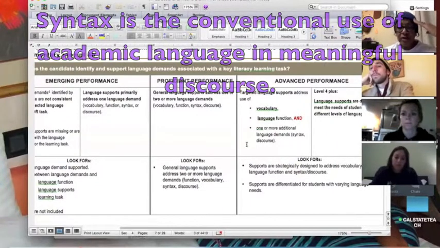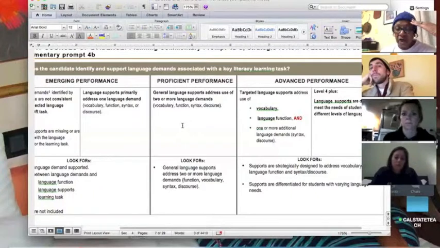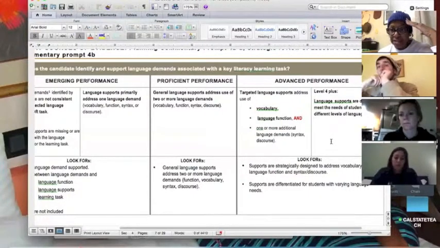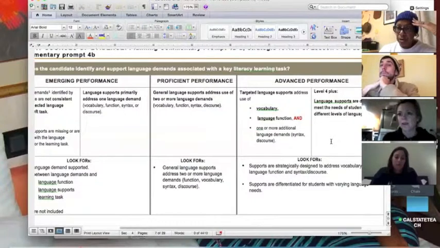So all of this means that just talking about the vocabulary is okay, but using that vocabulary in the proper function of language and in the proper syntax, the way that they say it to one another, is actually better.